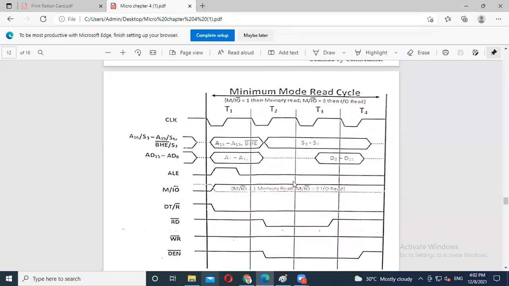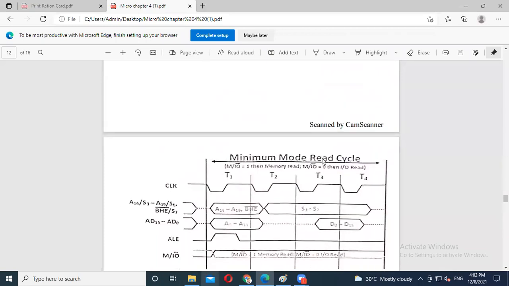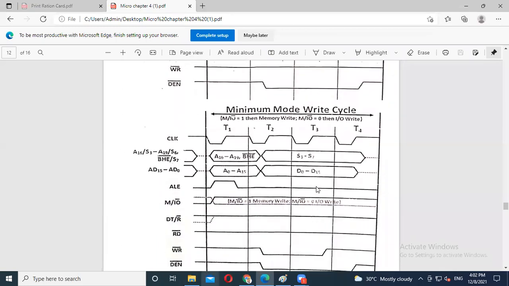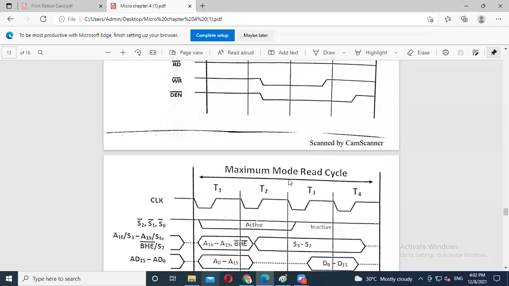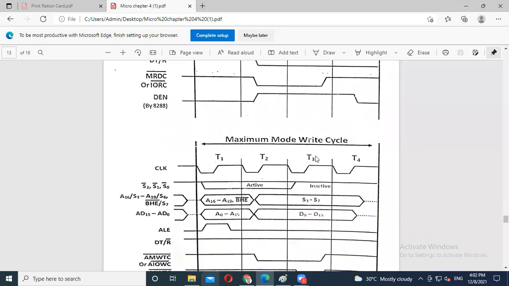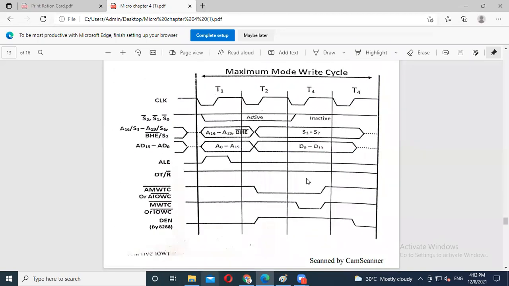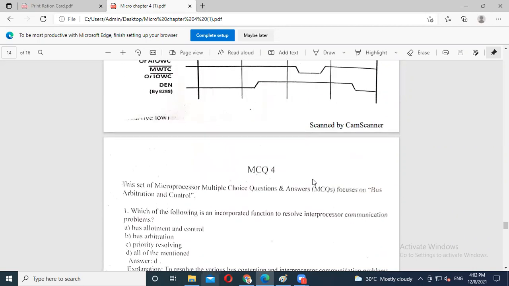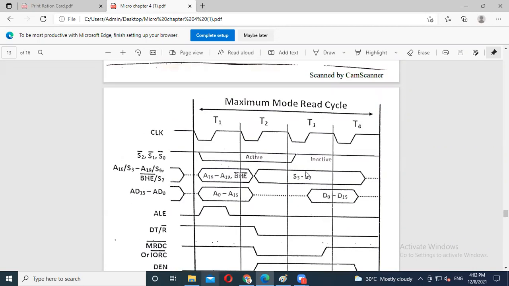I have given you one diagram for minimum mode read cycle and minimum mode write cycle, as well as maximum mode read cycle and maximum mode write cycle. So just go through this diagram. This one we will go with lab programs. On the kit, I will show you one experiment on minimum mode and maximum mode for read and write conditions. Okay, so this is all about your fourth module.